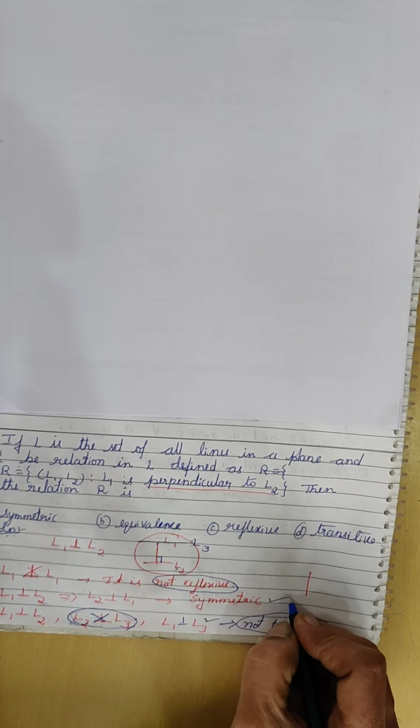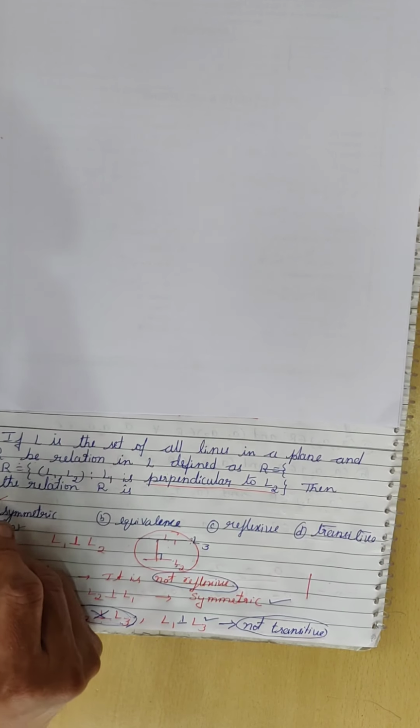Therefore, here one relation is missing. Then it is not transitive. Not transitive. So, not transitive, not reflexive. Then what is it? It is symmetric. So, the option is A, symmetric.